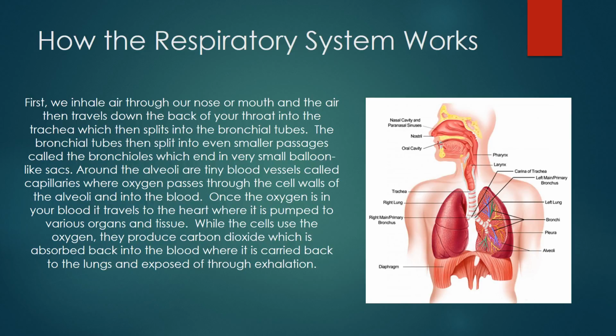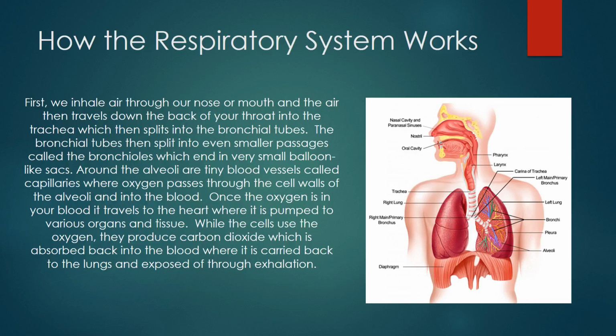Next, we will go over how the respiratory system functions. The very first thing is inhaling air through your nose or mouth, where it gets filtered and moistened. Air then travels down the trachea, then the bronchial tubes. The bronchial tubes split into even smaller tubes until eventually they end in alveoli.